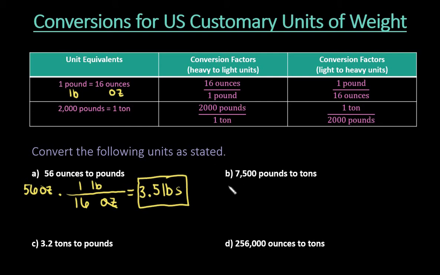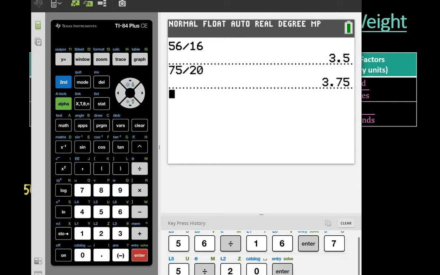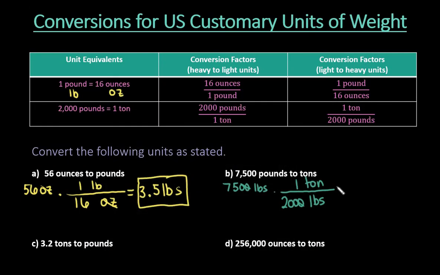All right, moving on to the next one. This time we want to use 7,500 pounds, and we want to convert it to tons. Again, we are going from something lighter to heavier, so we would go to this column, and we would want the pounds on the bottom. So we would put 2,000 pounds here and 1 ton up here. If you want to do this in your head, that's fine. You could cancel out some of the zeros and just do 75 divided by 20. If we put that into our calculator, we end up with 3.75.